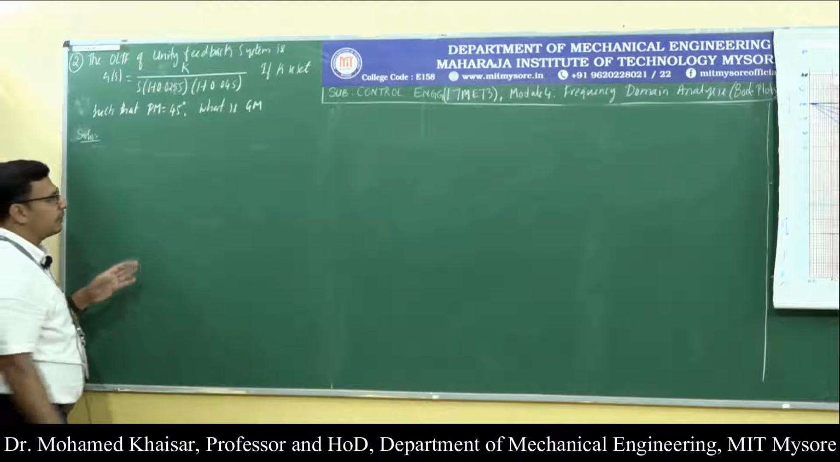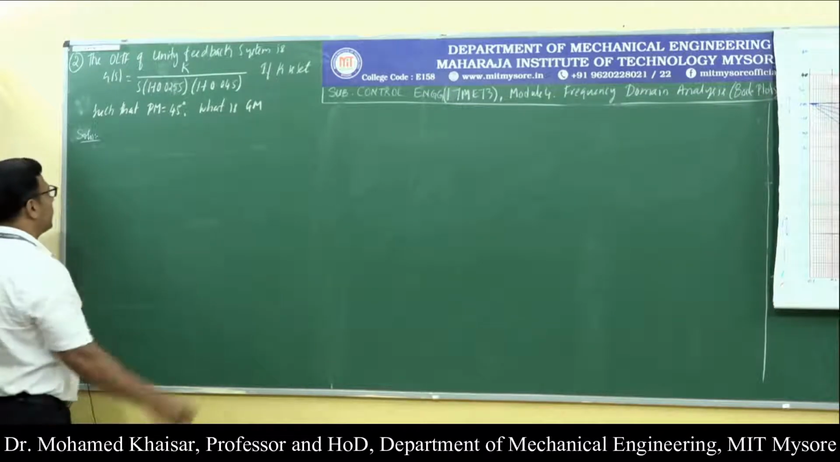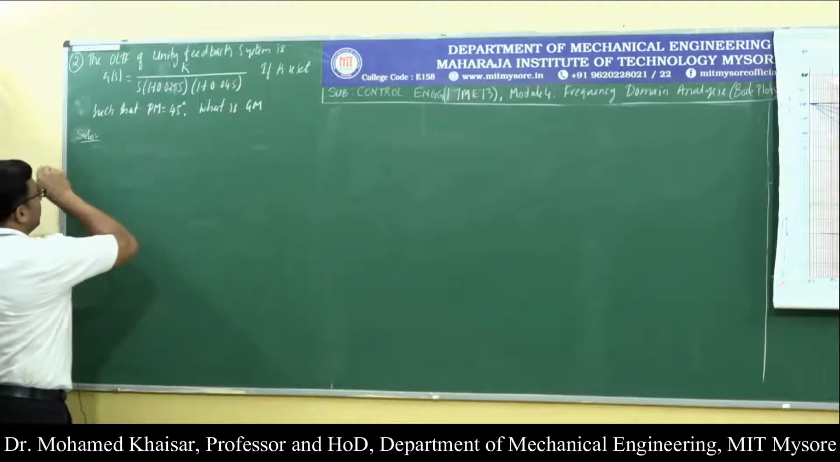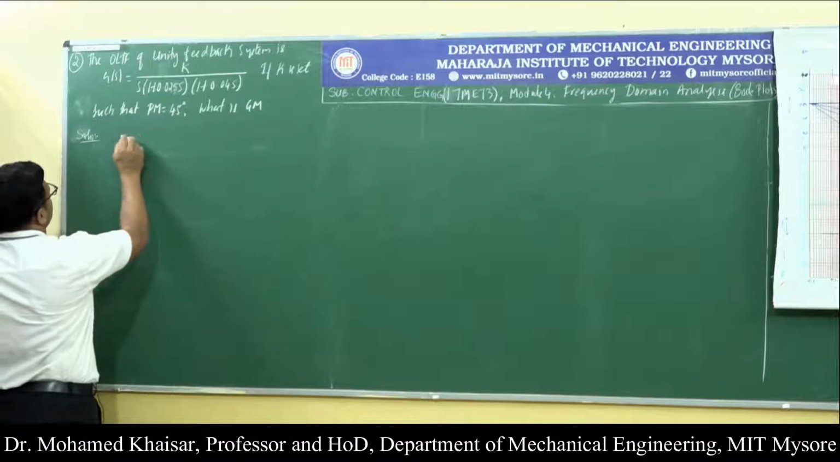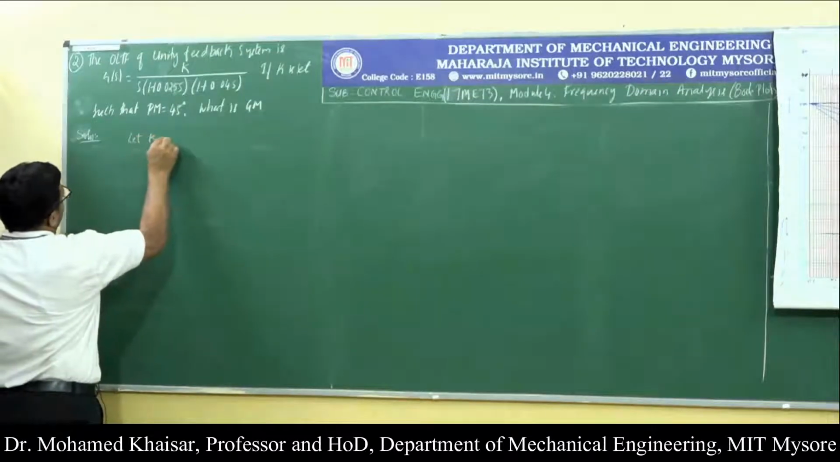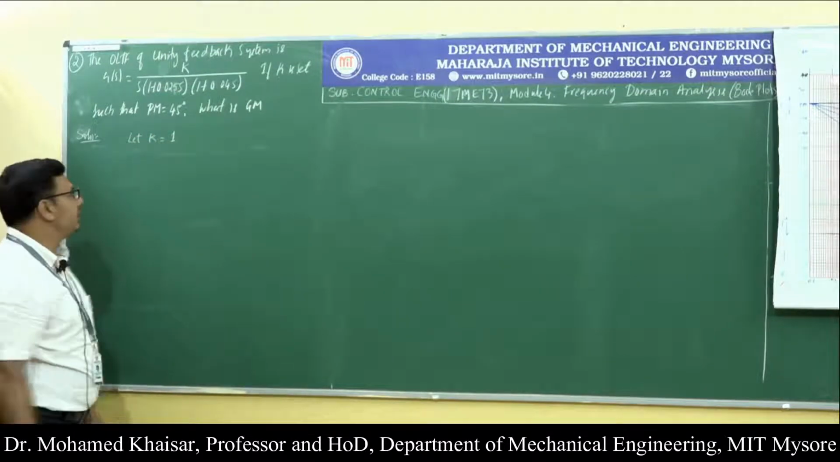Just keep running, because one problem is already solved. So let us try to run as quick as possible. So here for this particular problem, first let us say the standard form. Let k is equal to 1. Assume k is equal to 1.